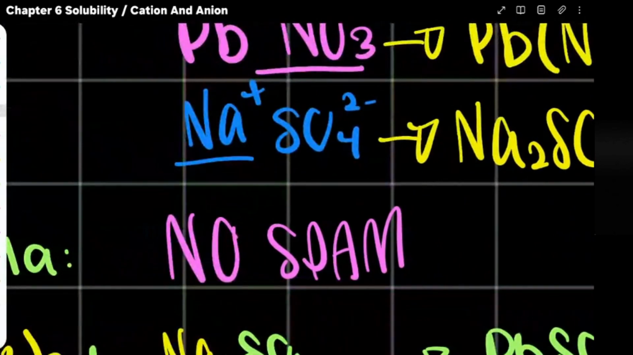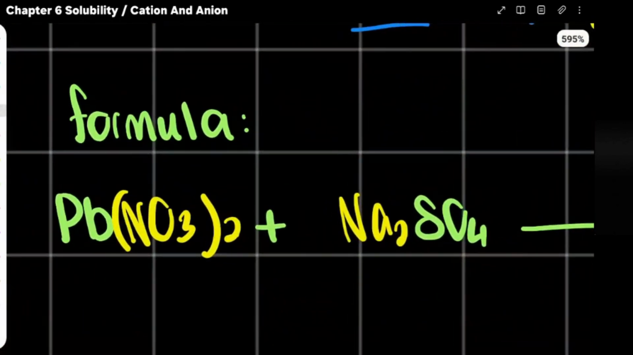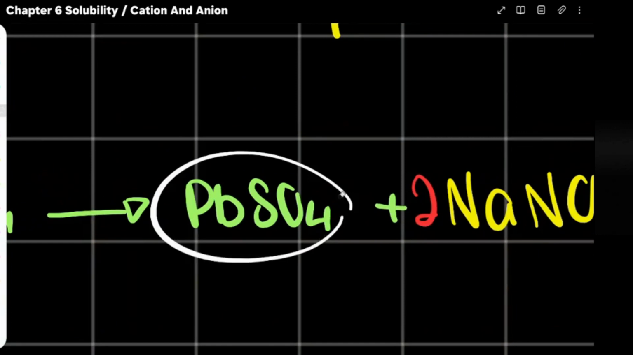So basically you have to use no spam to get it. And this is the formula. So Pb(NO3)2, because there are 2 of them, right? Plus Na2SO4 will produce this that we want.